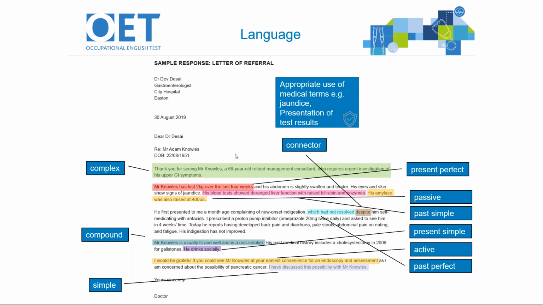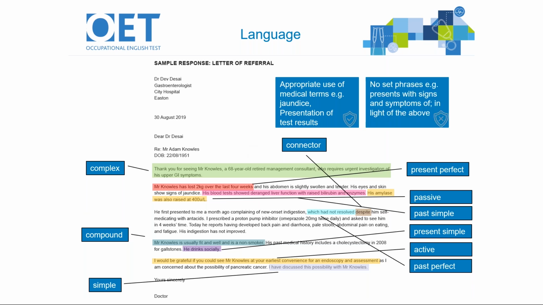The other thing to notice here is that there aren't any use of set phrases. So, for example, there hasn't been use of signs and symptoms, in regard to his medical history, in light of the above, and so forth. Now, I don't want to mislead you, those phrases aren't wrong, but this is a good example of a letter which is very clear without needing any of those phrases.